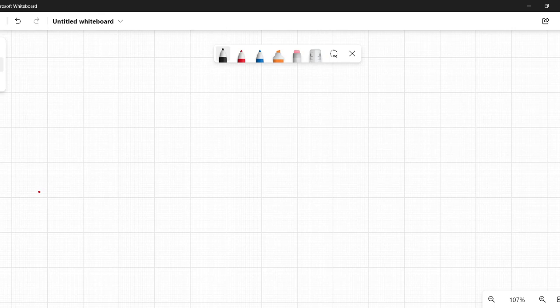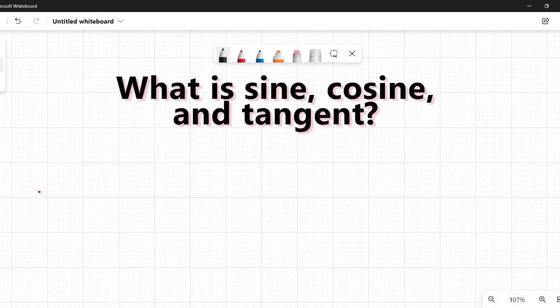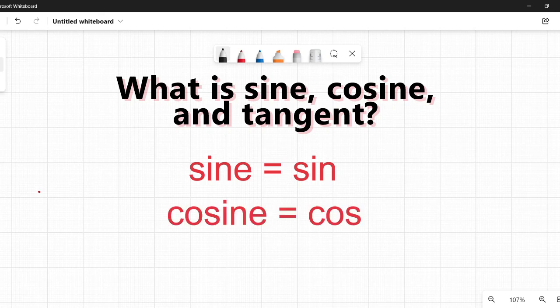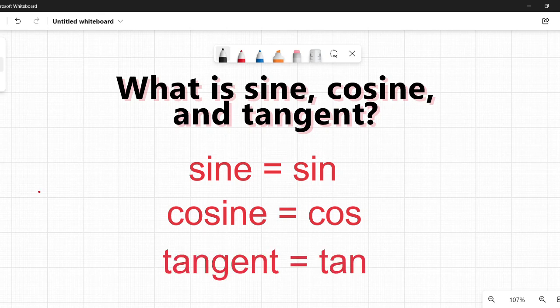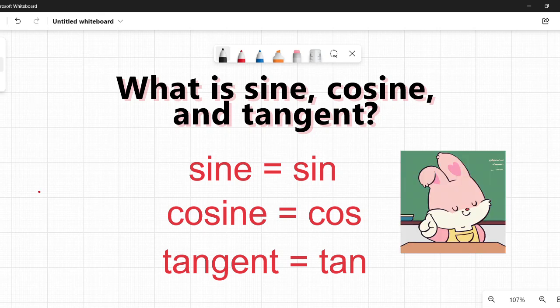So, okay. First, what is sine, cosine, and tangent? Well, you're going to see them abbreviated. Sine will be abbreviated as S-I-N. Cosine will be abbreviated as C-O-S. And tangent will be abbreviated as T-A-N. But you still pronounce them as sine, cosine, and tangent. Don't say sin, cos, tan. Still sine, cosine, and tangent.